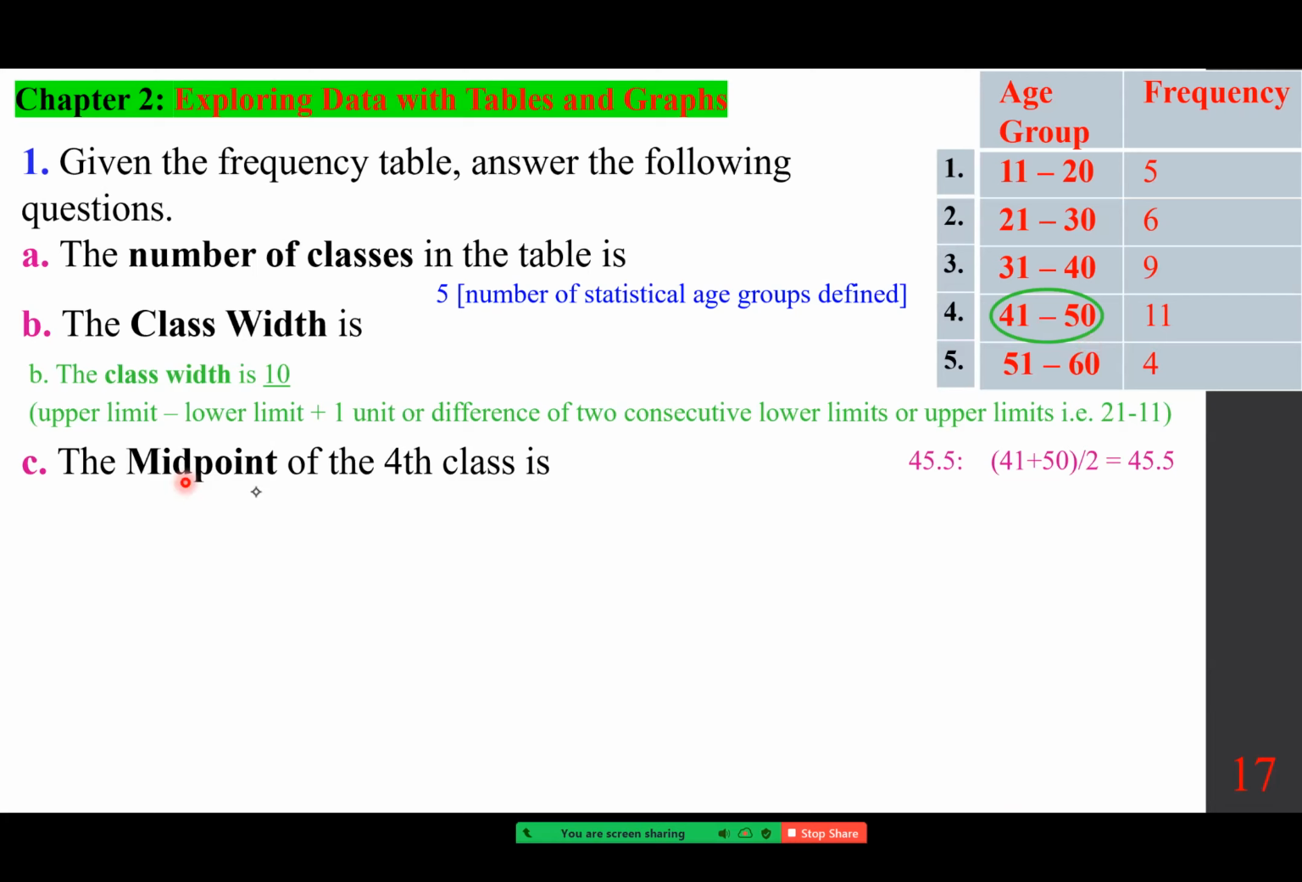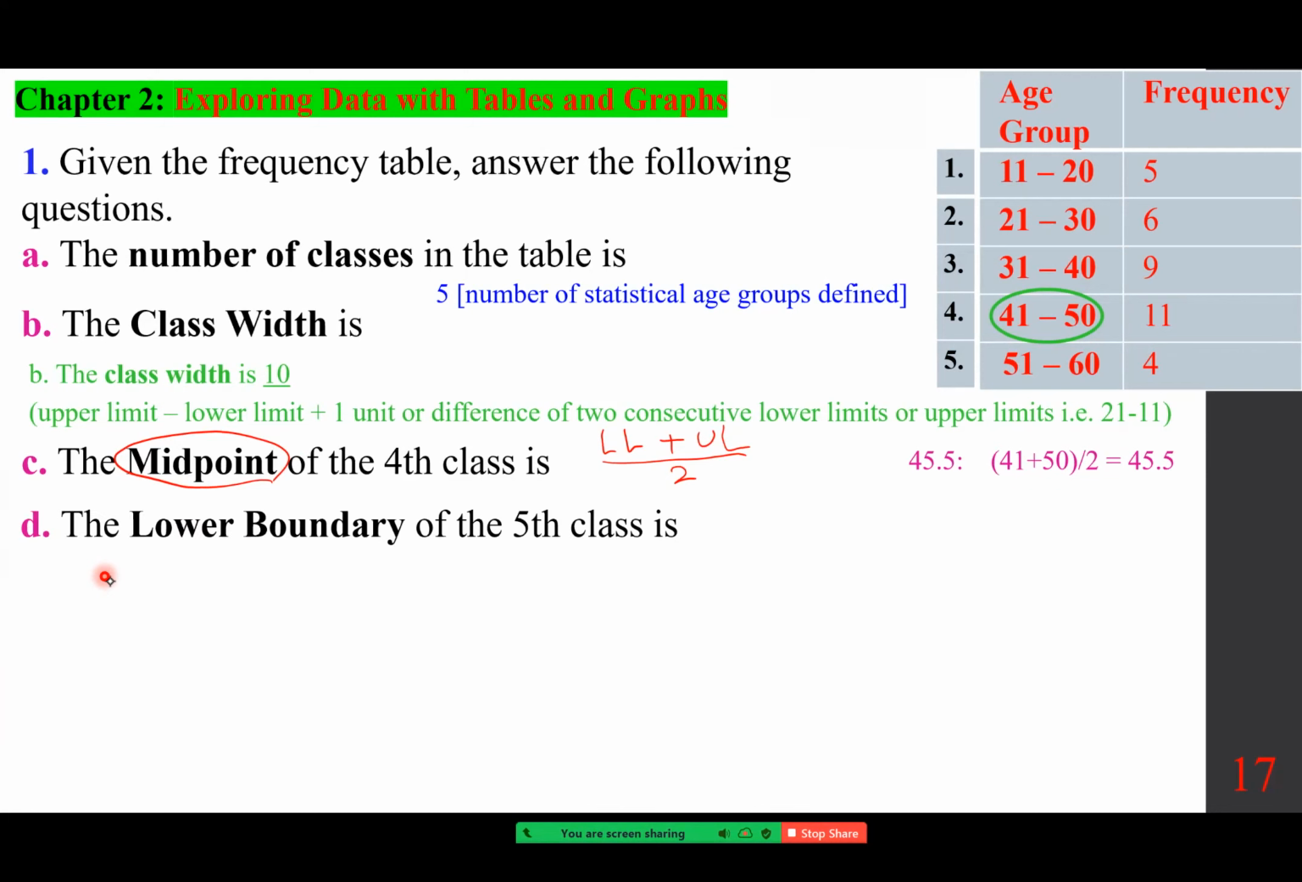So what is the definition of a midpoint? Lower limit plus upper limit divided by 2. That would be the definition of the midpoint.